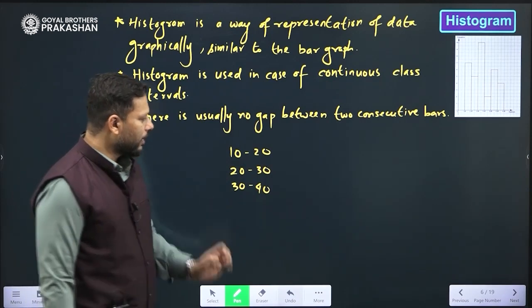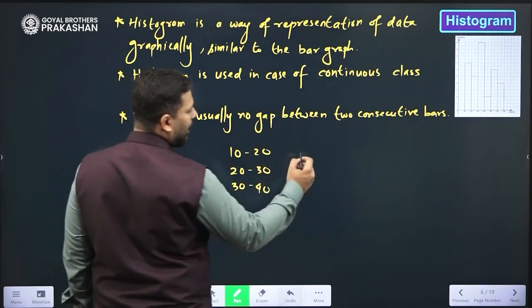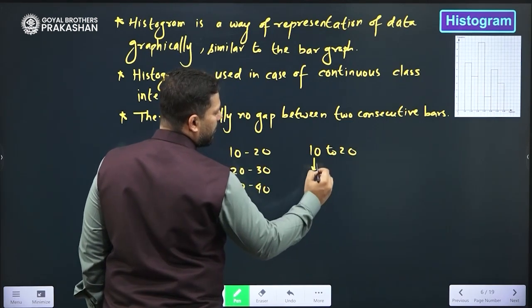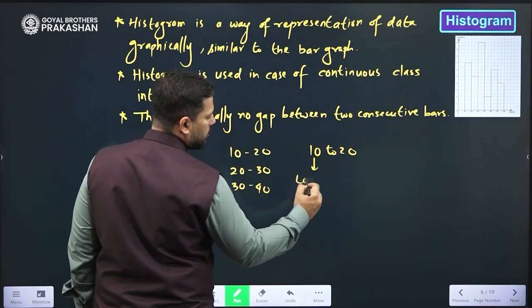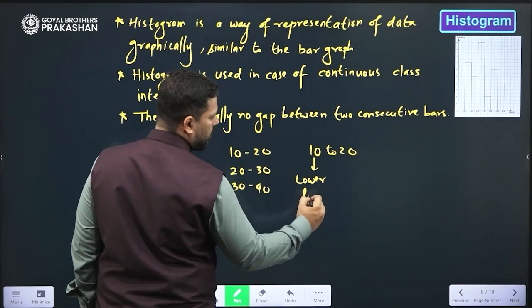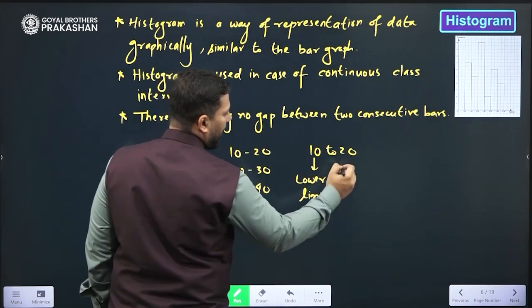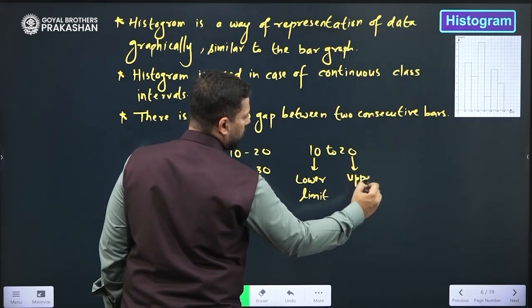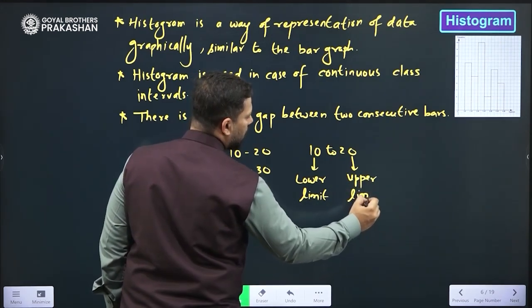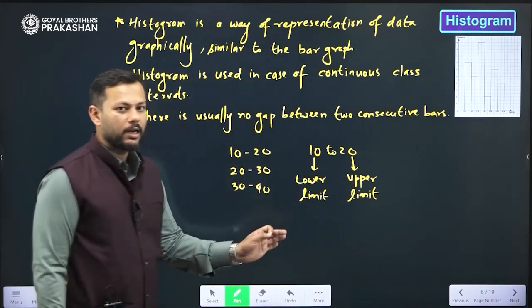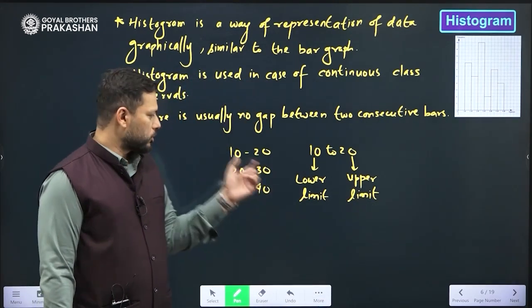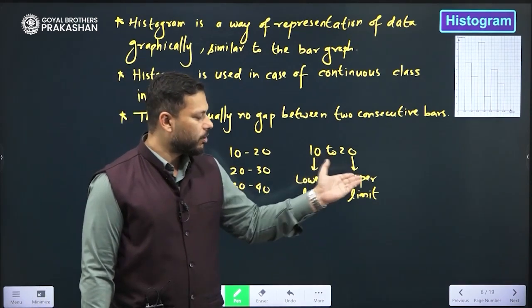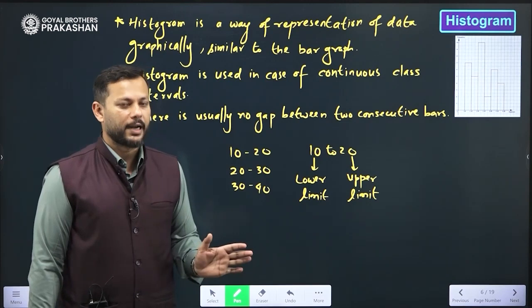So if you look at it, what is the class interval? The class interval is 10 to 20. Here 10 being the lower, it is written as lower limit, and in that class interval 20 is the upper limit. So each class interval has lower limits and upper limits. The smaller number of this class interval is called lower limit, and the higher number of that class interval is called upper limit.